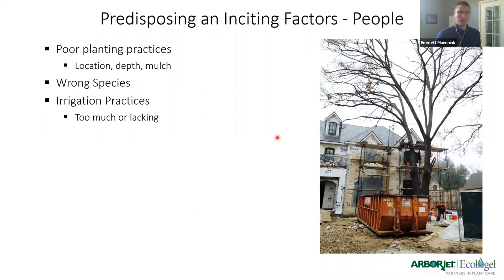And so back to my disease spiral, predisposing and inciting factors. People predispose trees to death as soon as they plant them, because they plant the wrong species, or they put it in the wrong location, or they plant it too deep, where they make it into a mulch volcano. So as soon as somebody sticks a tree in the ground and they've done it incorrectly or put it in the wrong spot, they're setting that tree up for failure. Irrigation practices are also a predisposing factor for why trees don't thrive in landscapes. They either have too much or not enough.